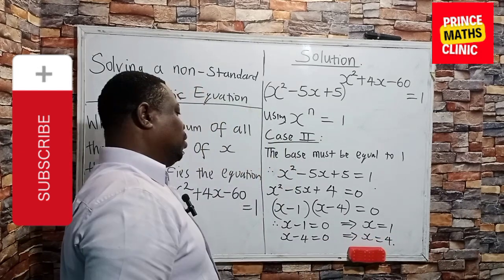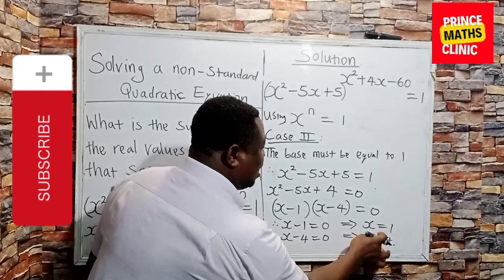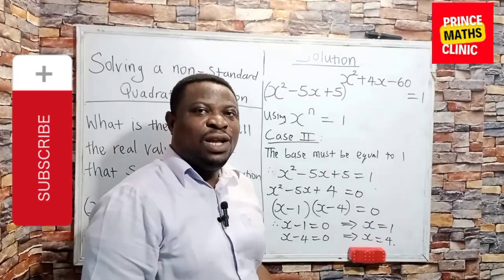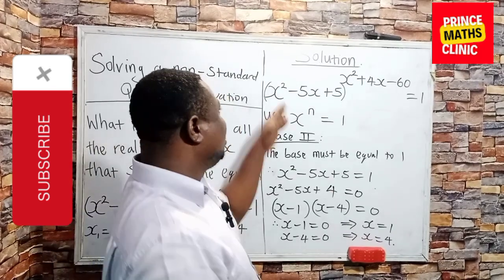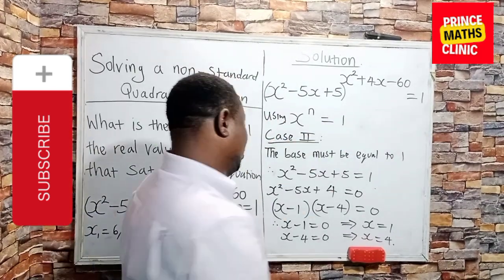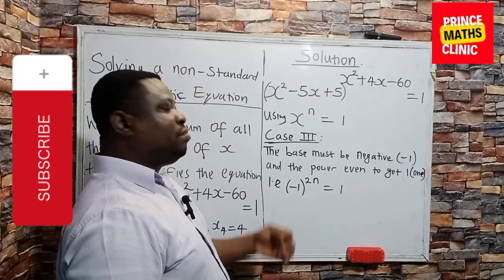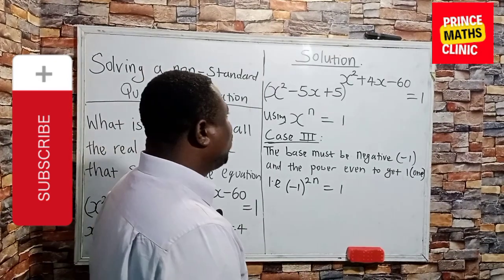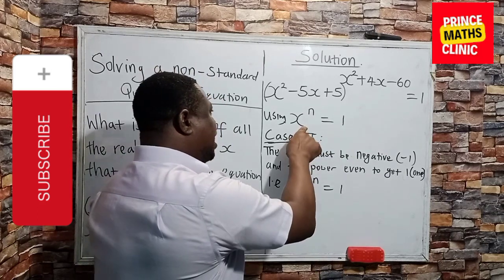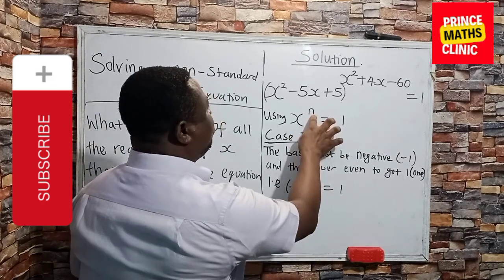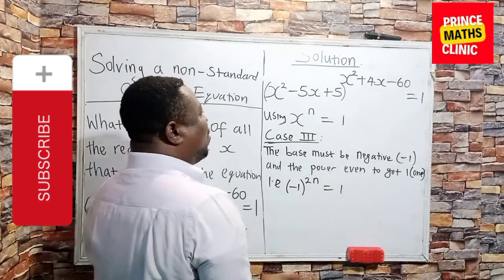So this gives us our x3 and x4. Let's look at the third case, the third possible reason why this will be equal to 1. This is a bit interesting because for us to obtain 1, it means that the base must be negative 1 and the power must be even. Now, what do I mean?